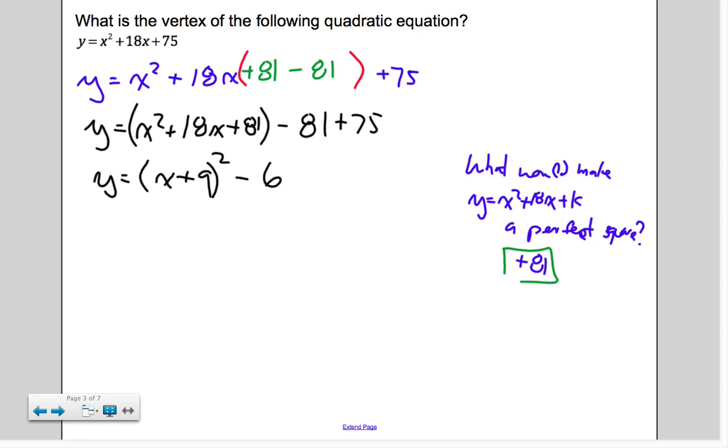So now what's my vertex? Why would you add the negative 6? Well, I'm not adding. The negative 6 comes from the result of simplifying this. So when I simplify this, I just get negative 6.